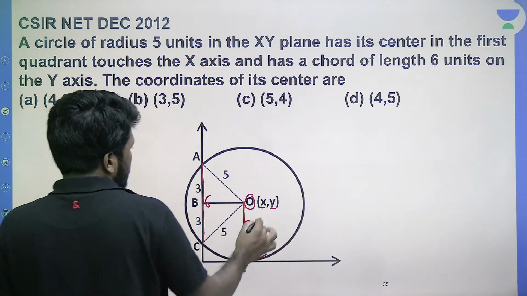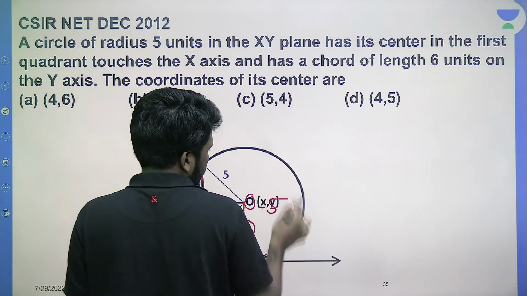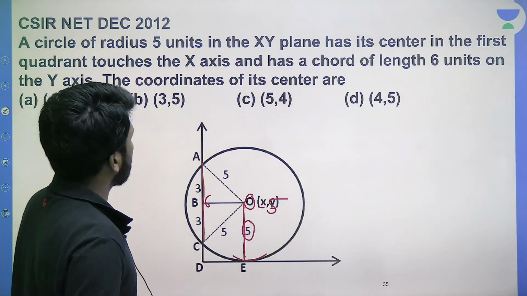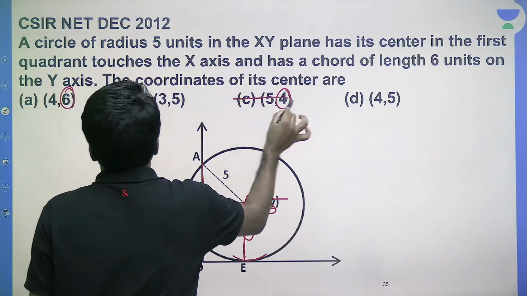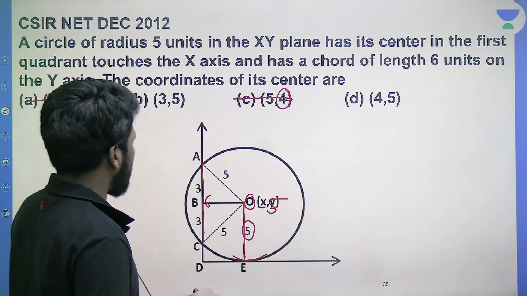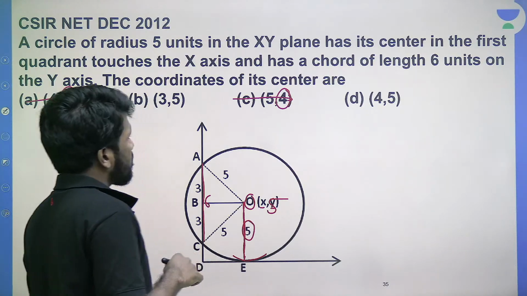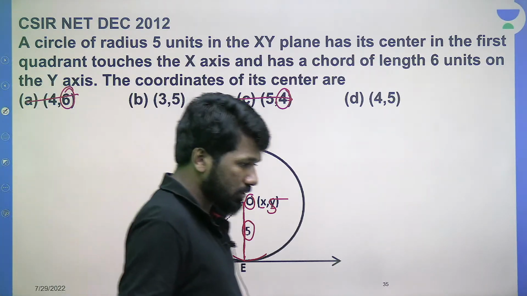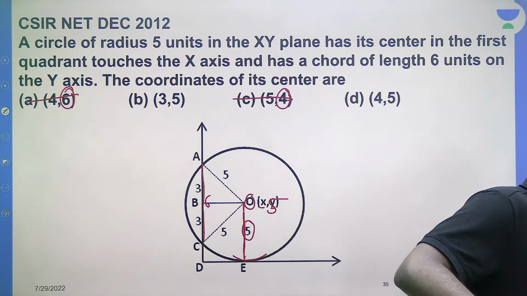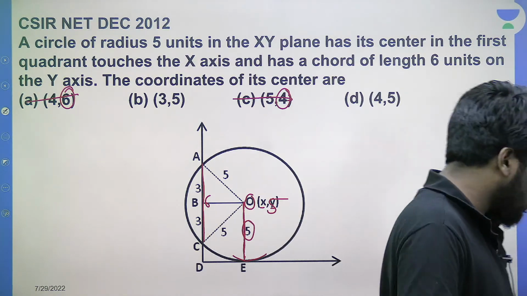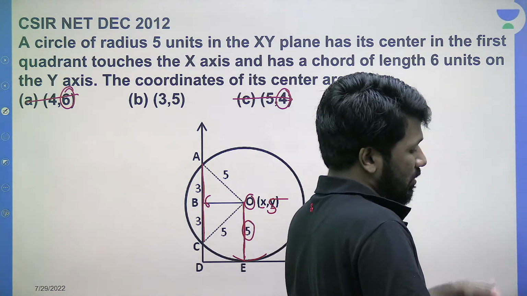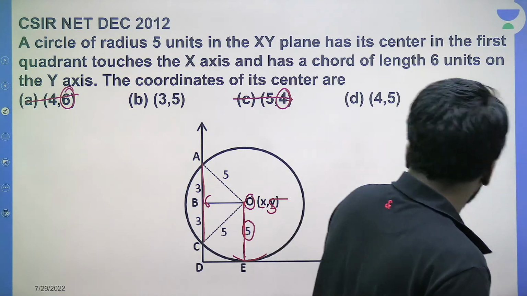Vertically 5 units means the y coordinate is clearly 5. Any option without 5 in the y coordinate can be eliminated. So option C and A can be eliminated readily. Please respond. Is that clear or not? Thought that the chord would pass through the center. No, the chord is not passing through the center. The chord is passing through the y-axis. Okay, clear now. Okay, Dipshika.